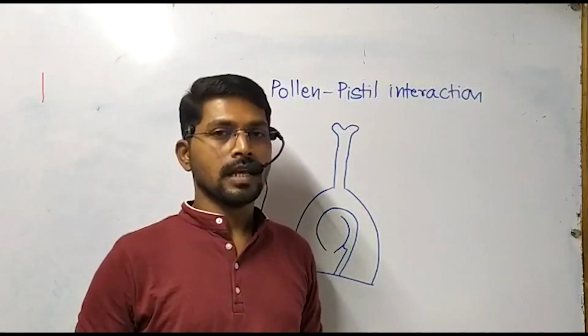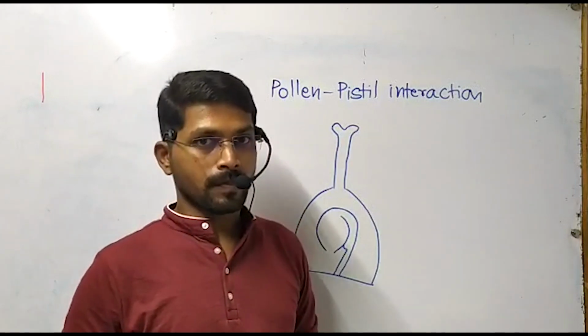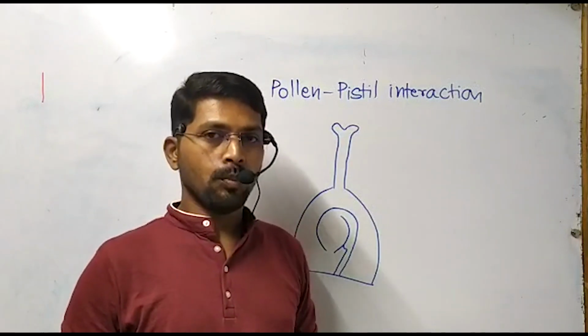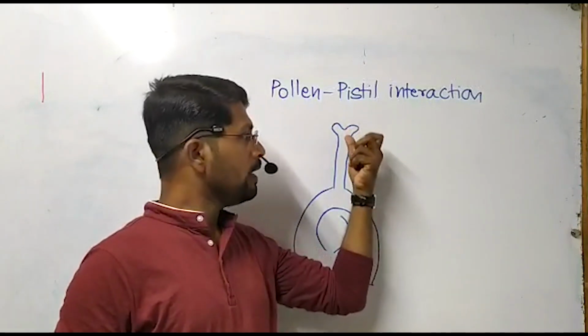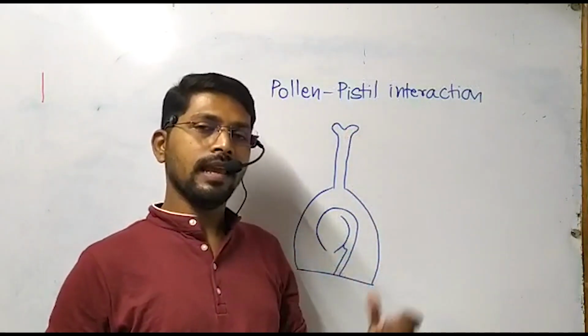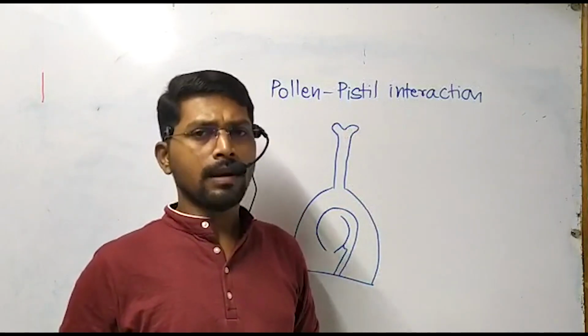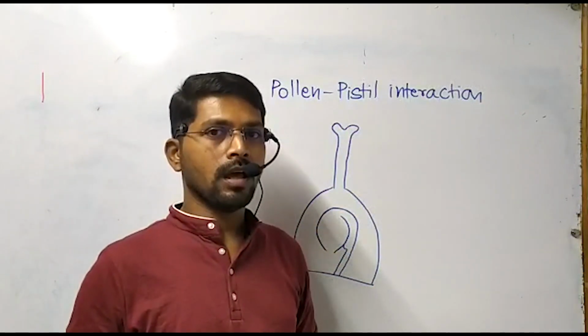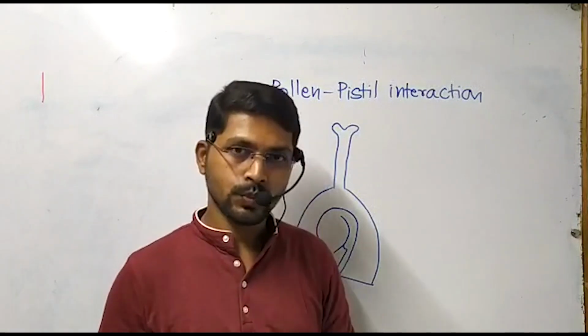Now let us discuss the course of the pollen tube entering into the ovule. We have already discussed that the pollen tube is produced in the stigma region. It will run through the style, finally entering into the ovule, most probably through the micropyle. But there are different chances, different patterns of entry of the pollen tube into the ovule. Let us discuss one by one.